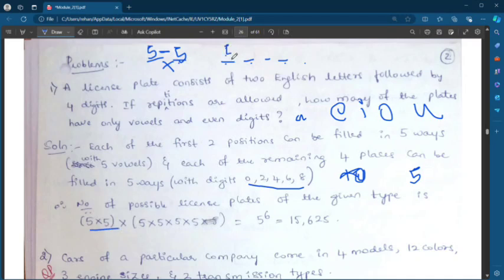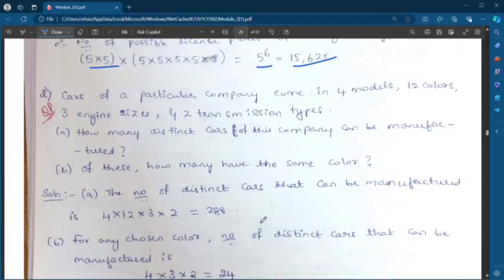Similarly, here I have 5 digits: 0, 2, 4, 6, 8. Again here 5, here 5, here 5. So this is 5 into 5 into 5 into 5, which is 5 to the power of 4 ways I can place. Here 5 squared. So I just multiply, and it will become 5 to the power of 6. From the calculator, if you just calculate it, you will get your answer.